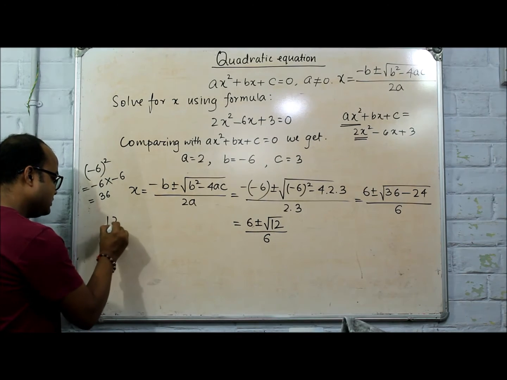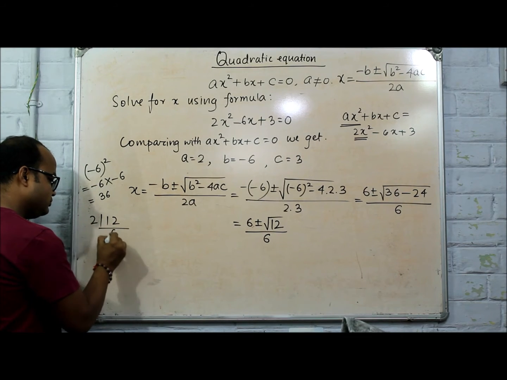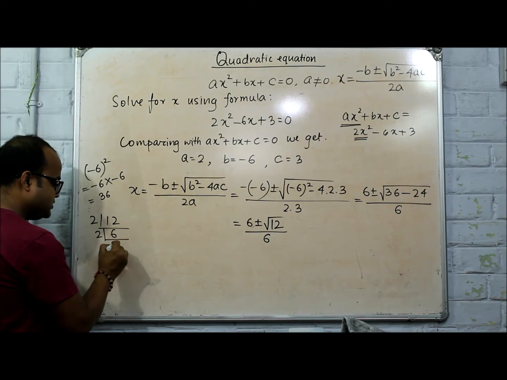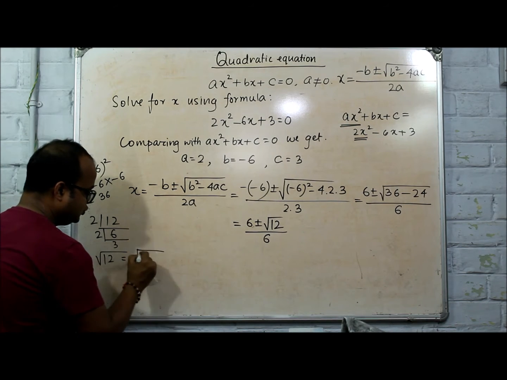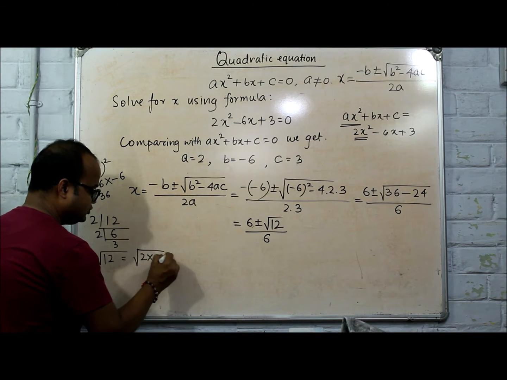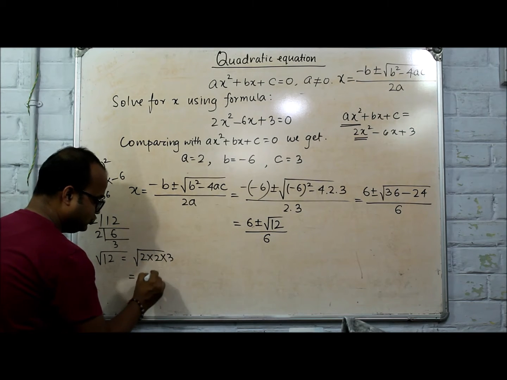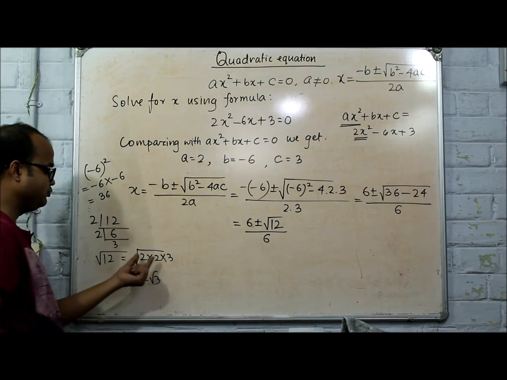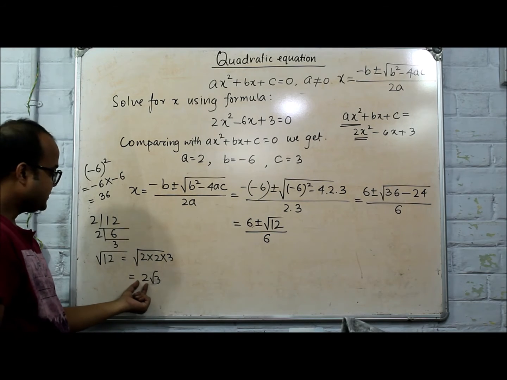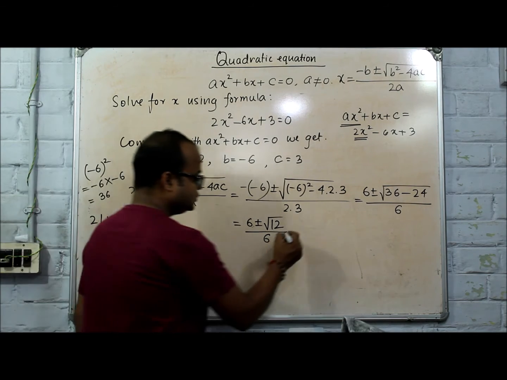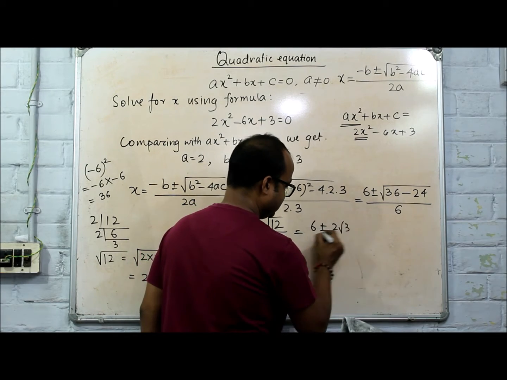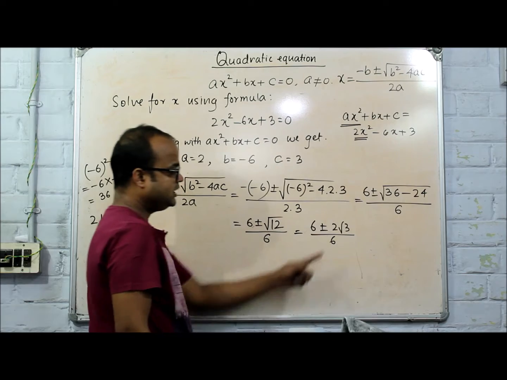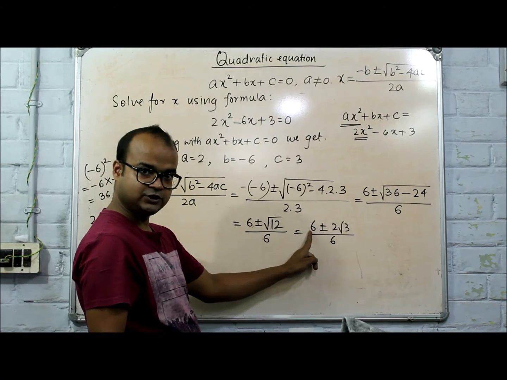12, we divide into prime factorization. So root 12 is equal to, we can write 2 into 2 into 3, that is equal to 2 root 3 square root. These two make a pair and it will become 2 root 3. So 6 plus minus 2 root 3 by 6. Now from the numerator we can take 2 common.